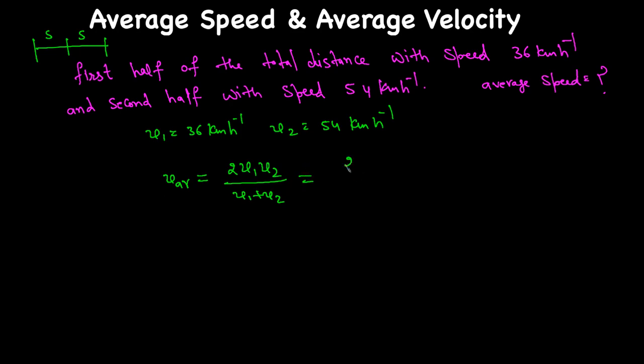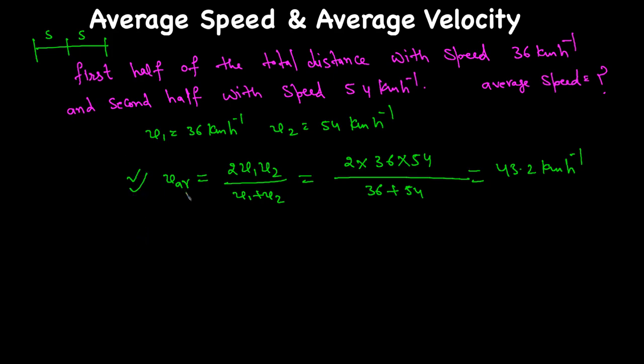It's going to be 2 times 36 times 54 over 36 plus 54, and when you solve it, you get around 43.2 kilometer per hour. So that's how you can use the formulas to solve the numericals.